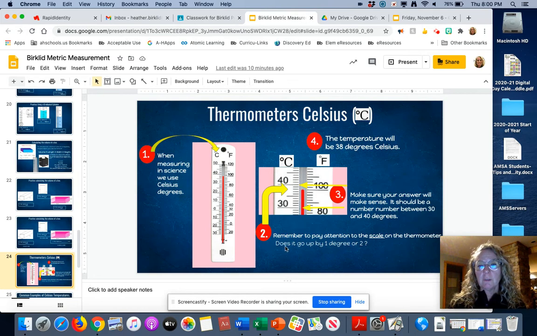And then step 2 here says, remember to pay attention to the scale. Sometimes thermometers go up by 1, and sometimes they go up by 2. And occasionally they go up by 5, so you need to make sure you're paying attention to that.